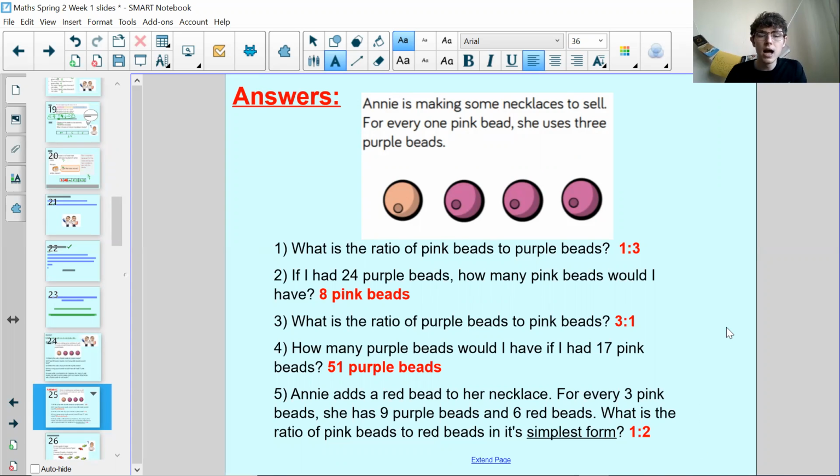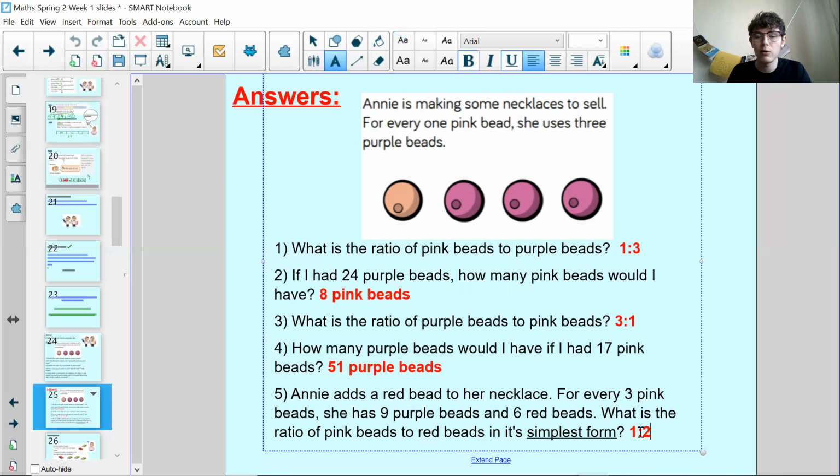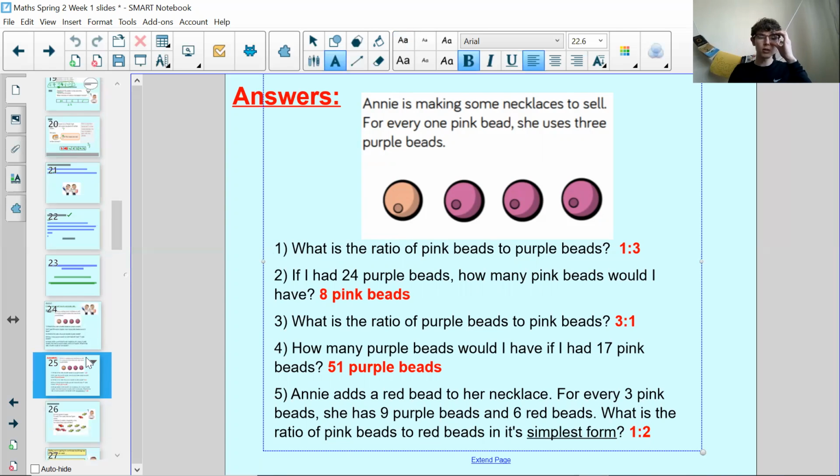And number 5, Annie adds a red bead to her necklace. For every 3 pink beads, she has 9 purple beads and 6 red beads. What is the ratio of pink beads to red beads in its simplest form? Okay, simplest form. So can you divide all the parts down? So there are 3 pink beads to 6 red beads, so it is 1 to 2 in its simplest form, okay? So well done once again if you got that.